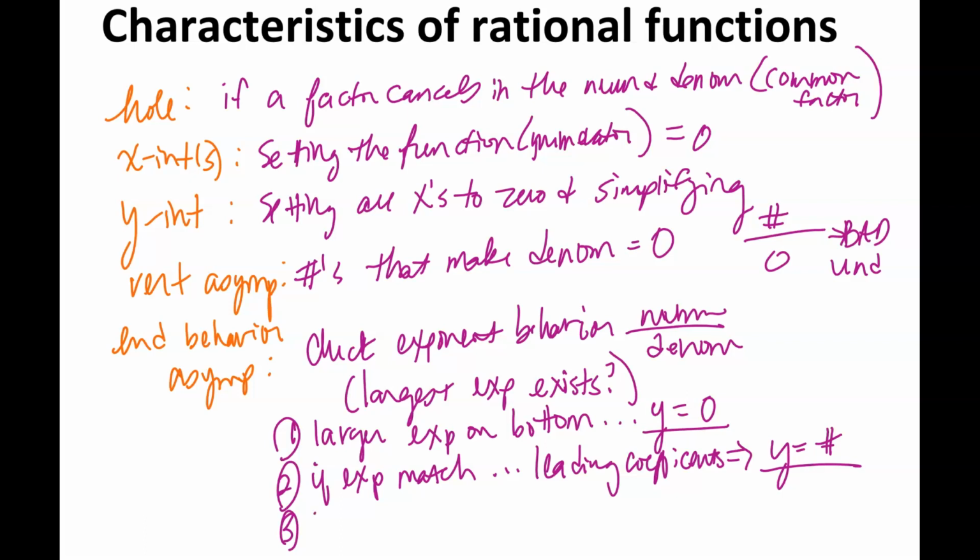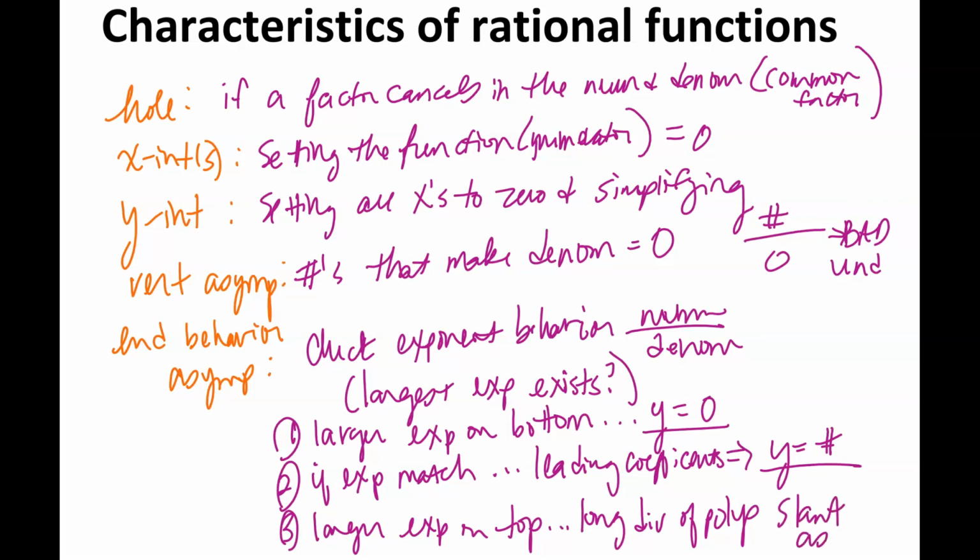And then case number 3 is if the problem has a larger exponent on the top. And this is actually the most interesting graph, but it's also the crappiest one to have to get through, because if this happens, guys, you are most likely going to be doing long division of polynomials, or synthetic division, if you remember synthetic division. But you're going to have to do division of polynomials, and then you are going to have a slant asymptote. All right, so those are the 3 things that can happen.